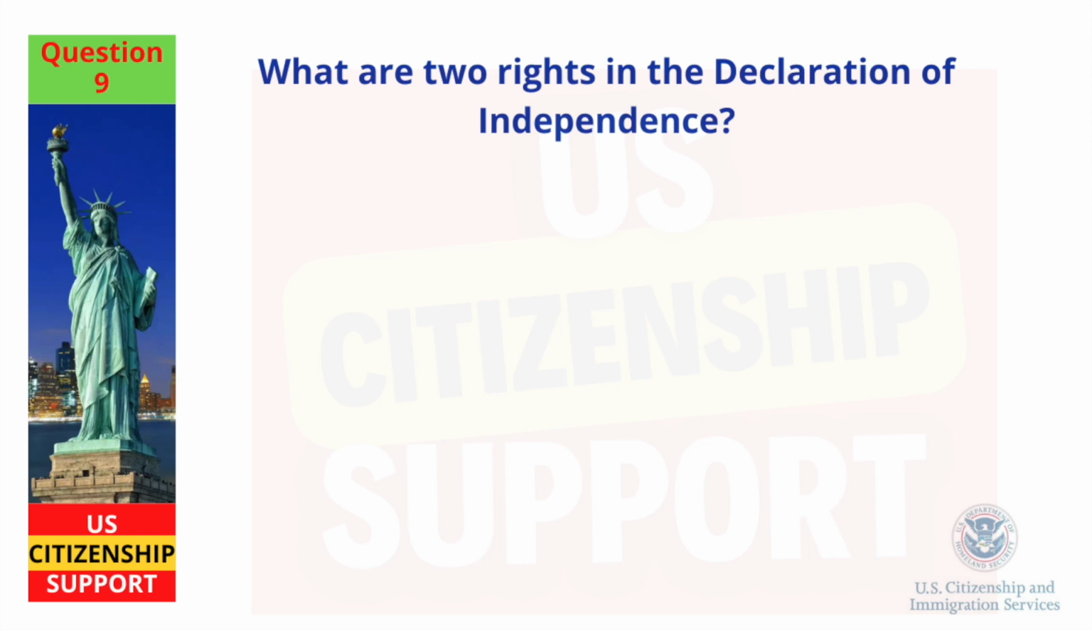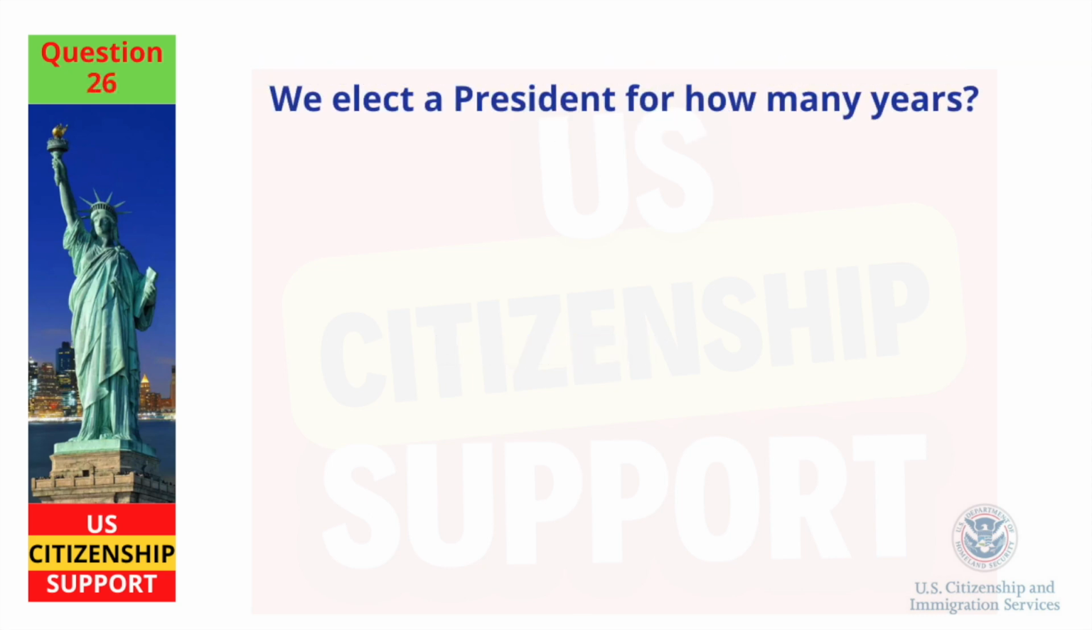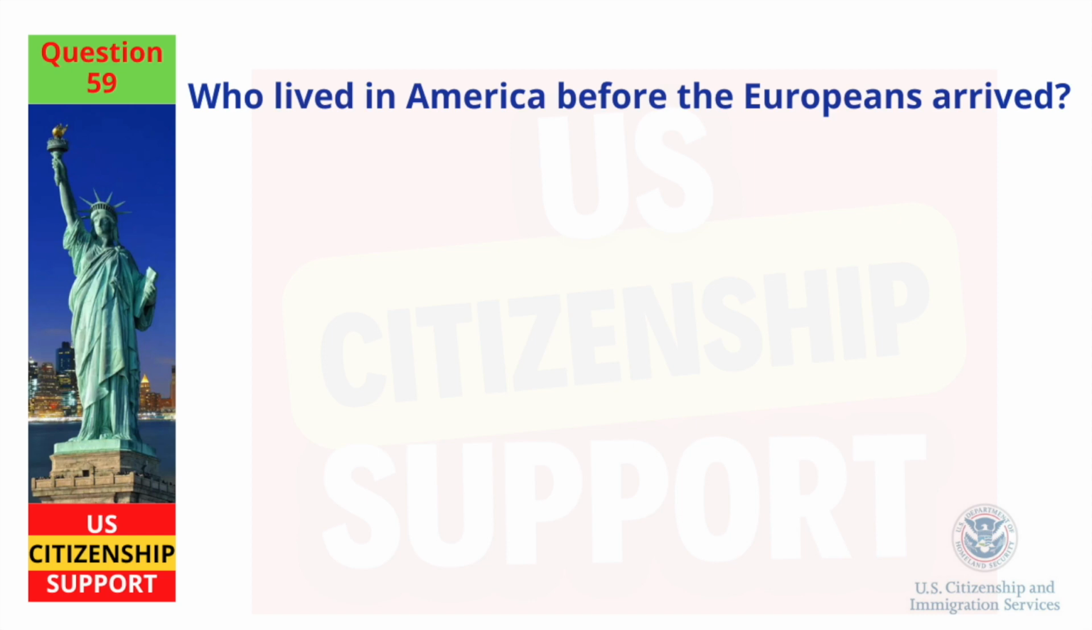What are two rights in the Declaration of Independence? Life, liberty. We elect a president for how many years? 4. Who lived in America before the Europeans arrived? American Indians.